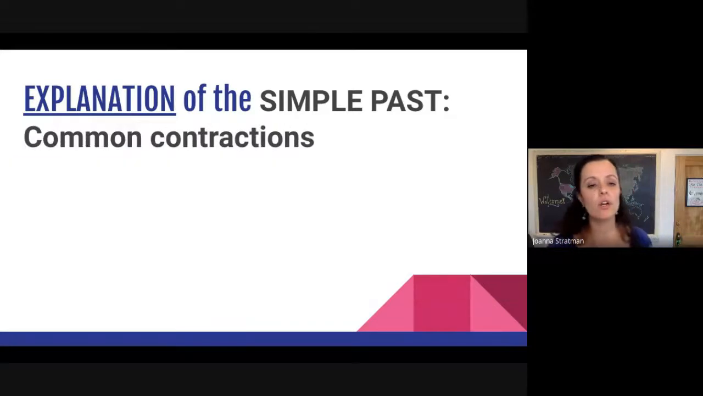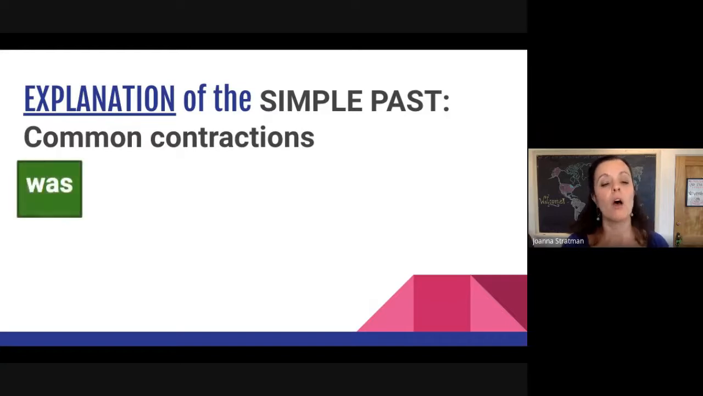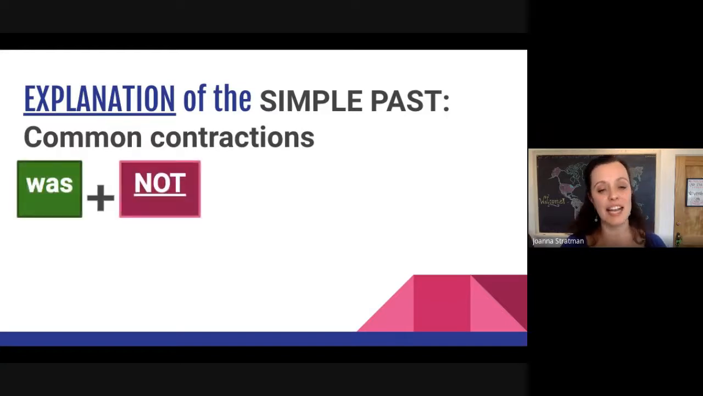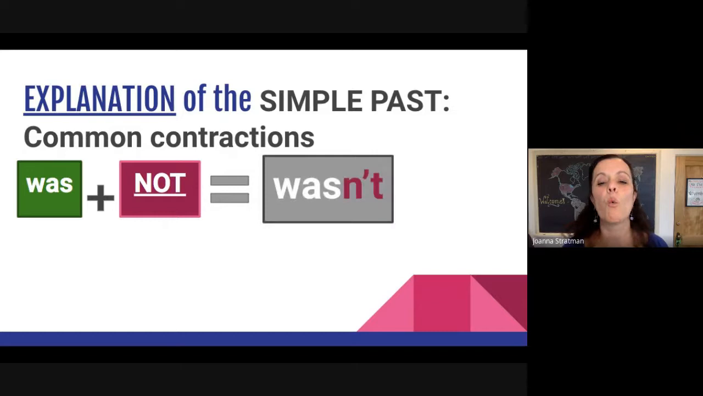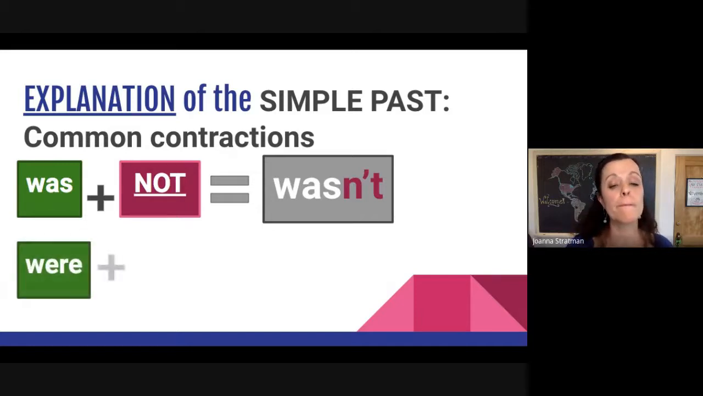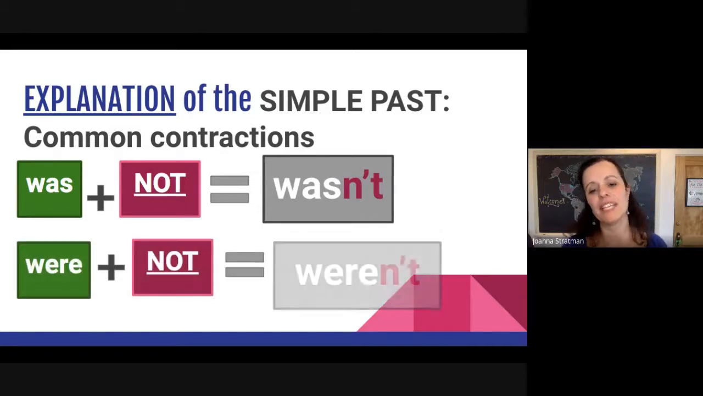There are also common contractions with the verb to be in the past. Was plus not is wasn't. Wasn't. And were plus not is weren't. One syllable. Weren't.